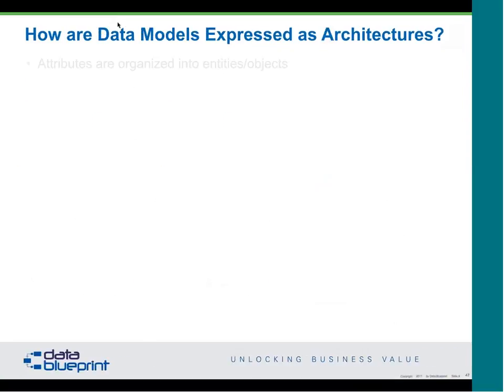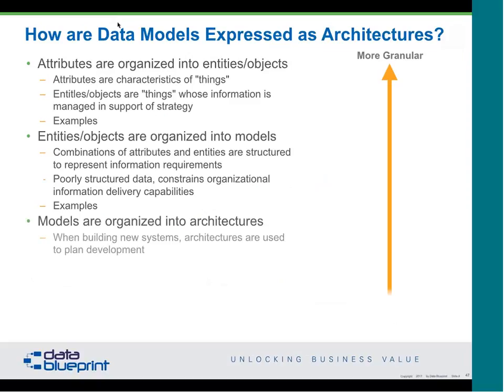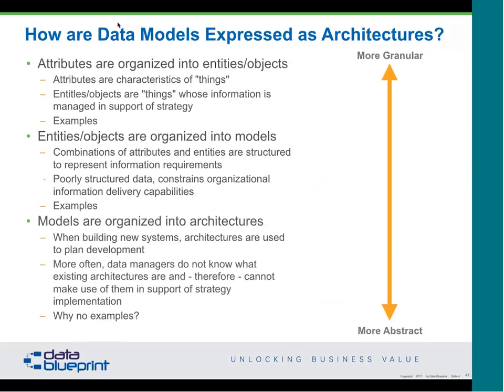What this means is that the attributes are organized into specific entities. Sometimes we call them objects. The attributes are characteristics of specific things in your environment, and the things at the entity level are the things whose information is managed in support of the strategy. And there are lots of examples of those. We have them taught in all kinds of classes. The entities and objects are then organized into models where these combinations of attributes and entities are structured to represent specific information requirements. Poorly structured data then constrains organizational delivery capabilities.